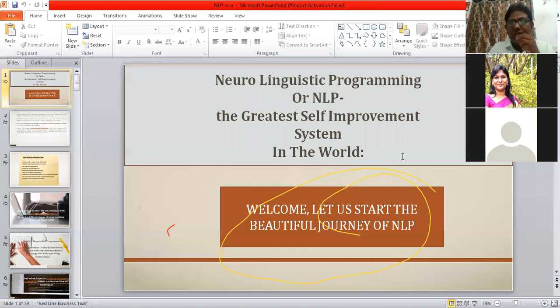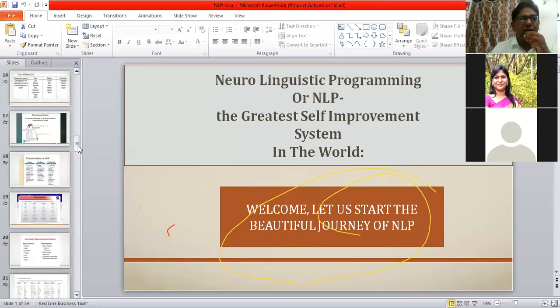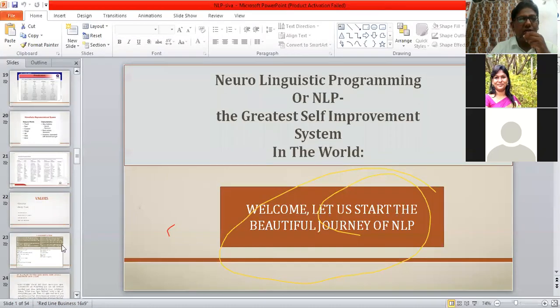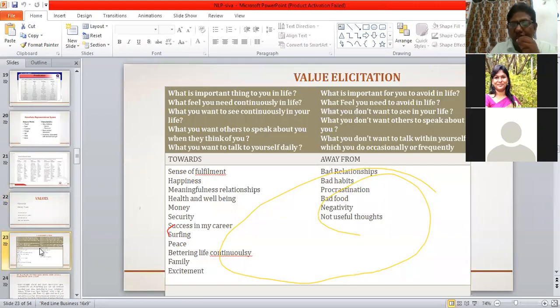As far as NLP is concerned, NLP talks about values in two areas: towards value and away from value. So if you want to fix your values, tonight I will forward this page, and you can use it to fix your own values.